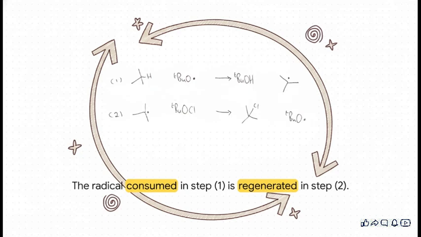Propagation is really where the magic happens. Check this out. In the first step, a radical gets used up to make a product. But then, in the second step, a new radical gets created, and it's the exact same type of radical that started the first step. It's this beautiful, self-perpetuating cycle. It means a single spark at the beginning can cause thousands and thousands of molecules to react before the chain ever stops.